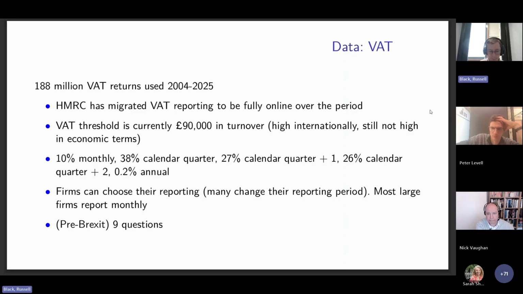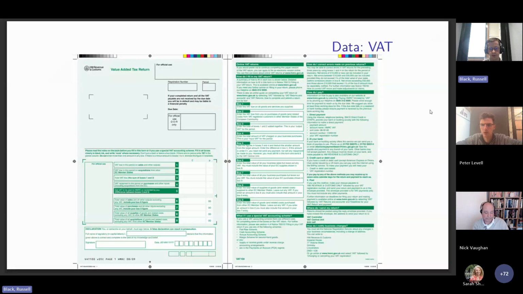The key factor about the VAT data is that it's not that much data per return. We only have 9 questions that firms have to fill in on their VAT form. That VAT form looks like this, before they moved it all online, by the way. Just to show you this.